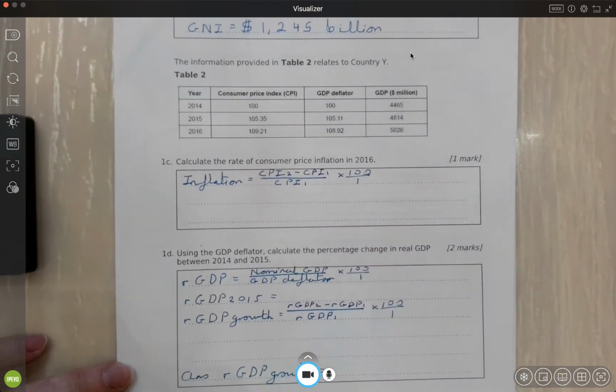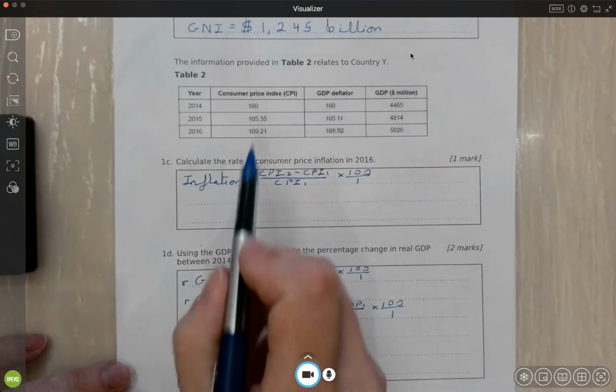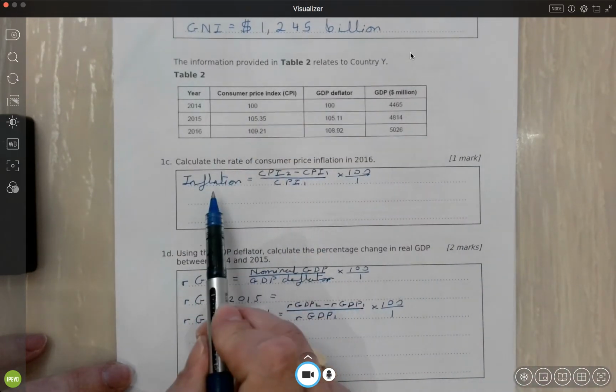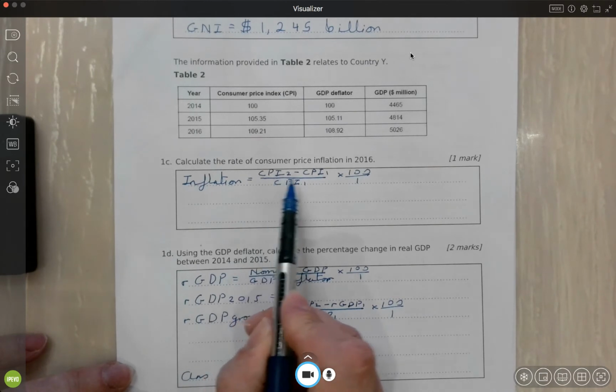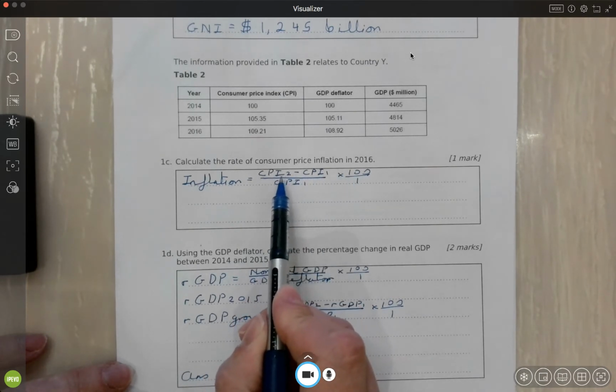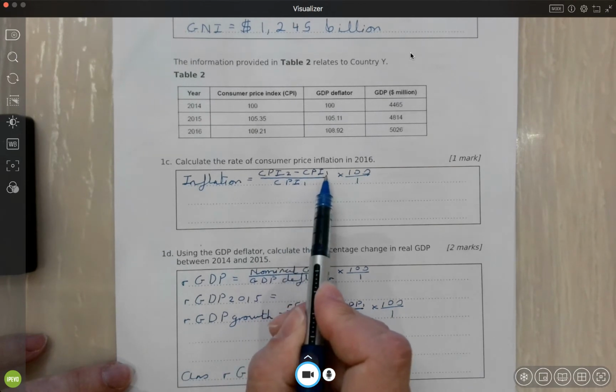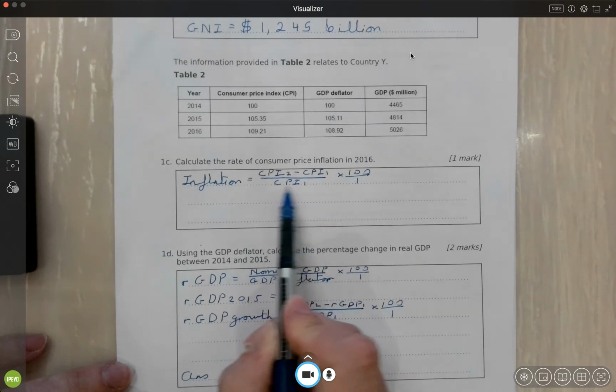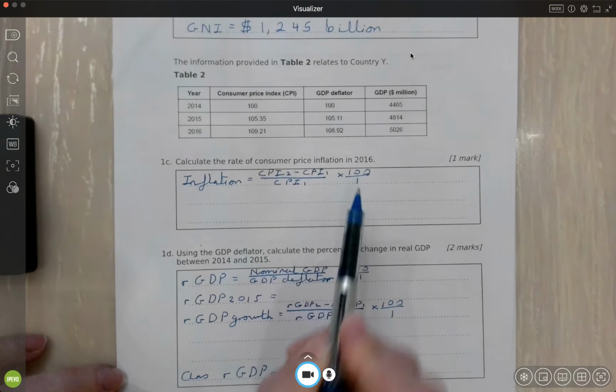Okay, so the way we do this, now we don't have to do that yet, but the formula for calculating inflation using CPI, or the consumer price inflation, is CPI in one year minus the CPI in the year before, over the CPI in the year before, multiplied by 100 over 1.